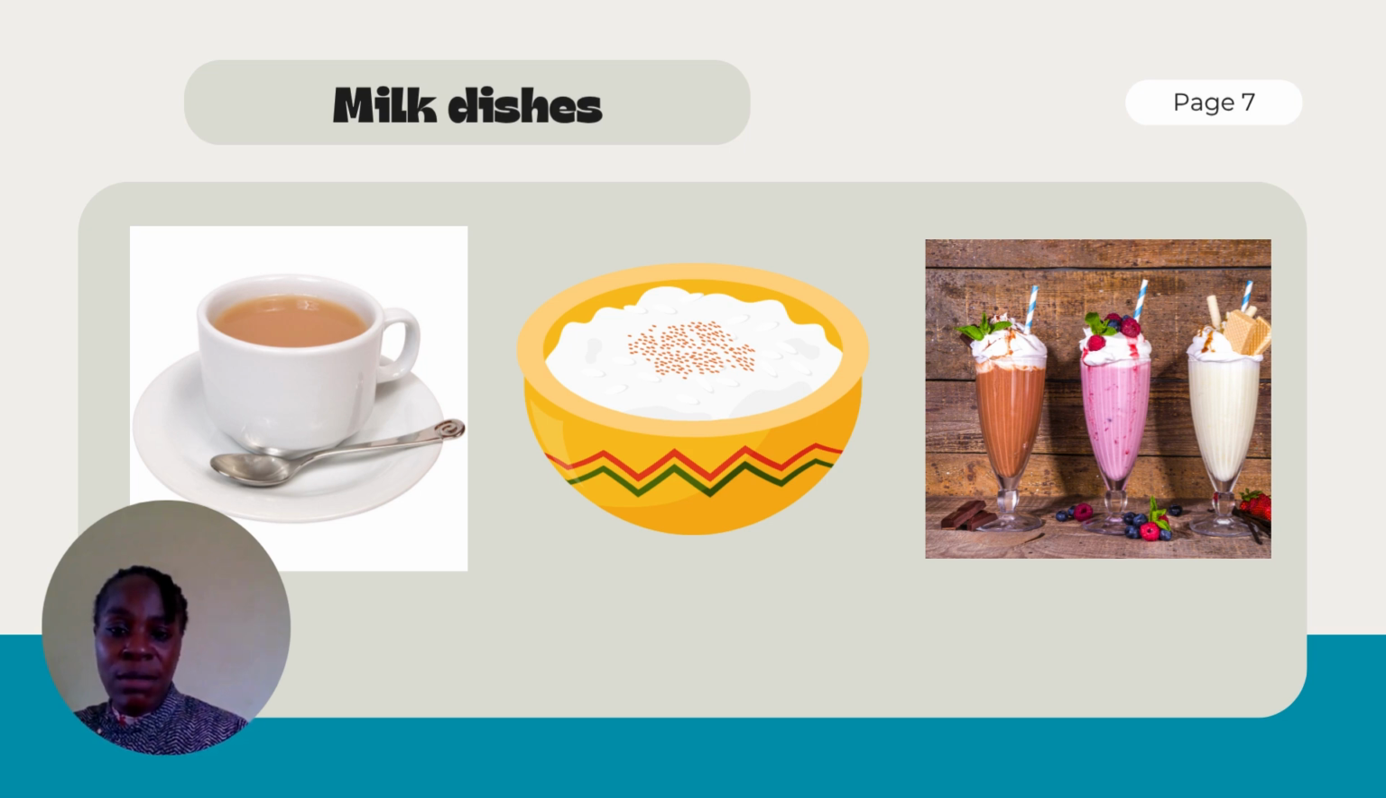Now we have the second dish there, that's oatmeal with milk. Yes, you can use milk for your oatmeal. You can use milk for your pap, and you can use milk for your custard as well. It makes your food creamier and taste delicious.